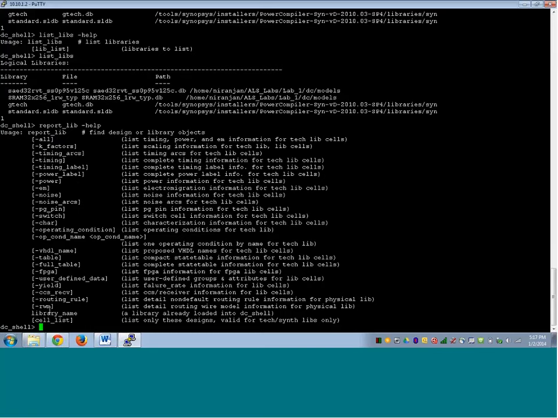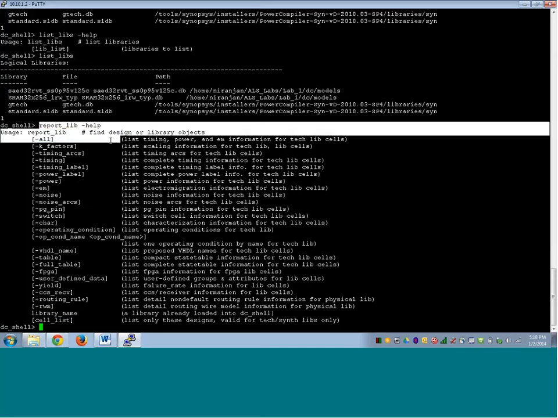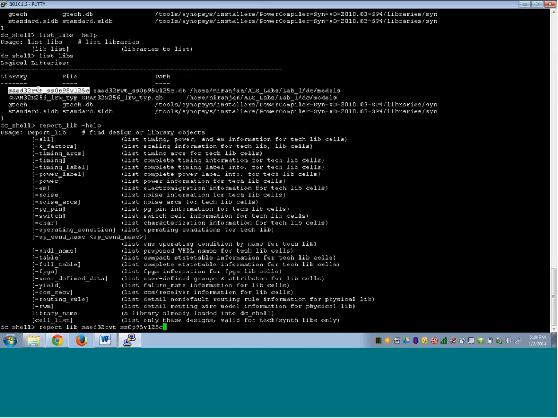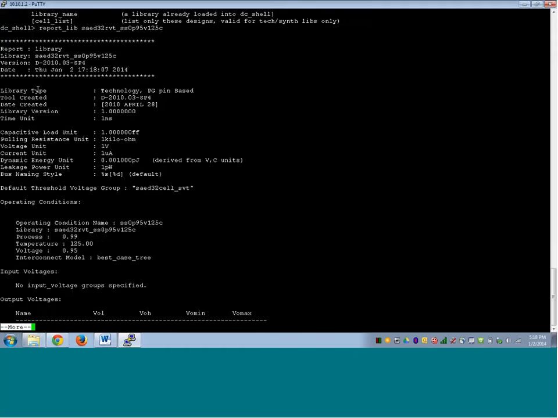And this library name is without the square brace, so that means this argument is composite. So I'll just give one argument. I'll just say report_lib, and I'll report on this library. What does it give me? It gives me that this is a technology library, and it has power ground pins.